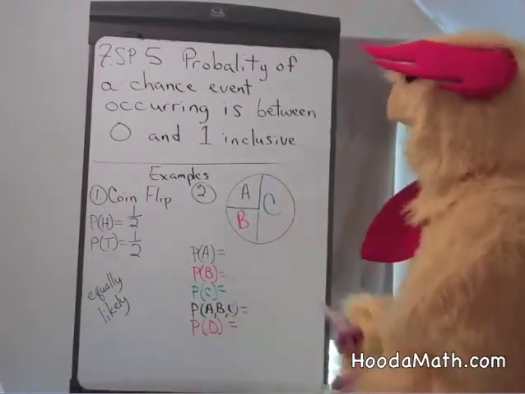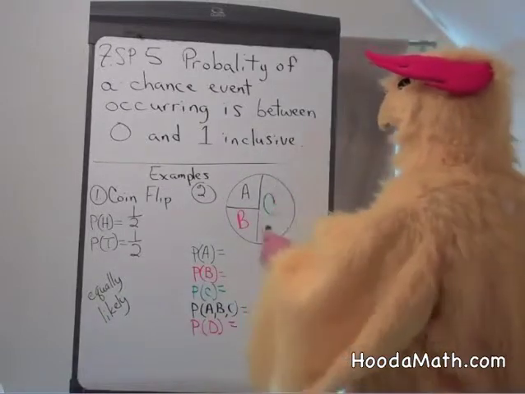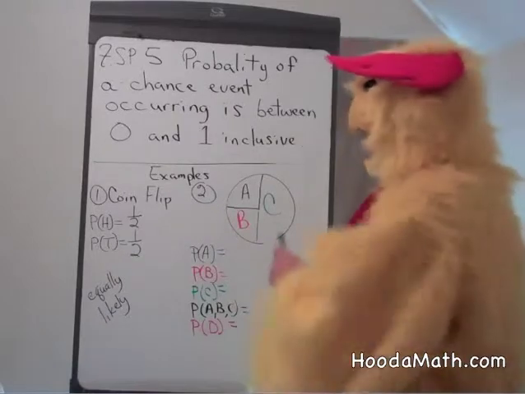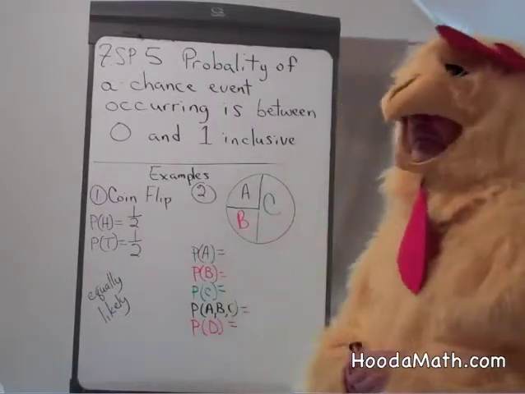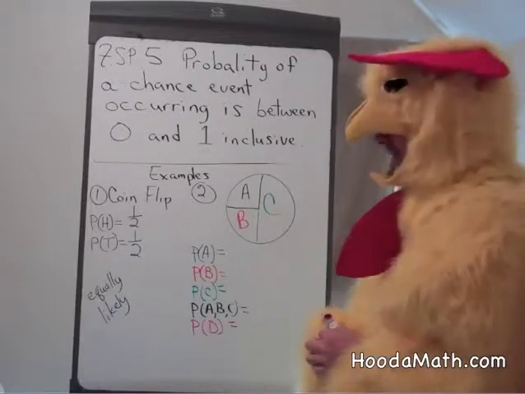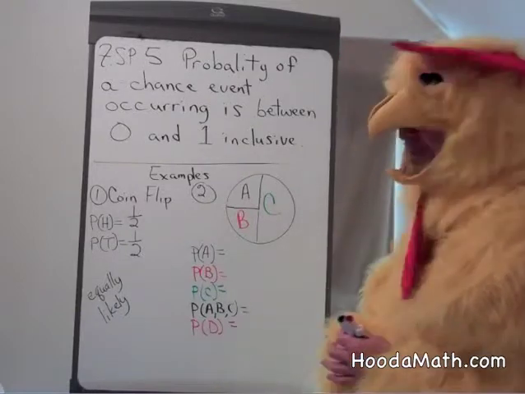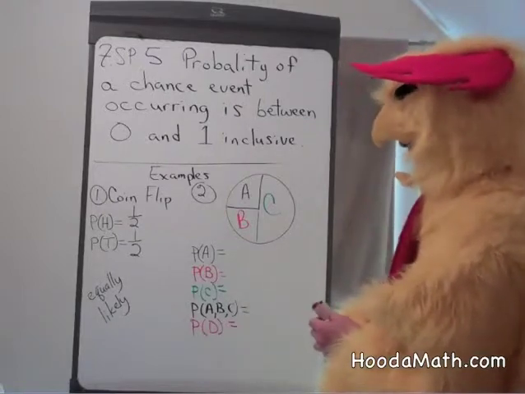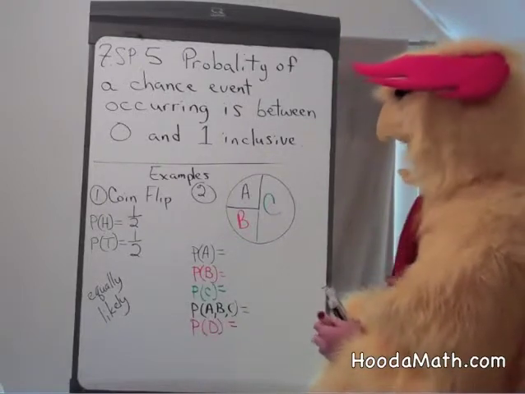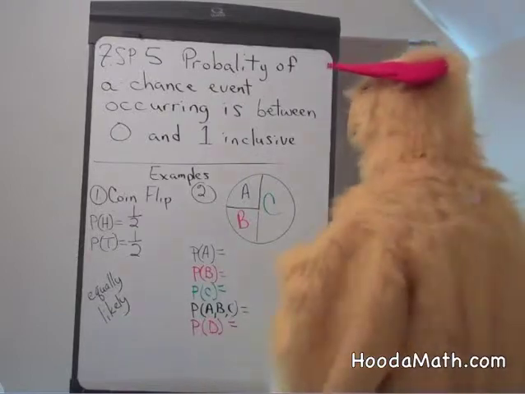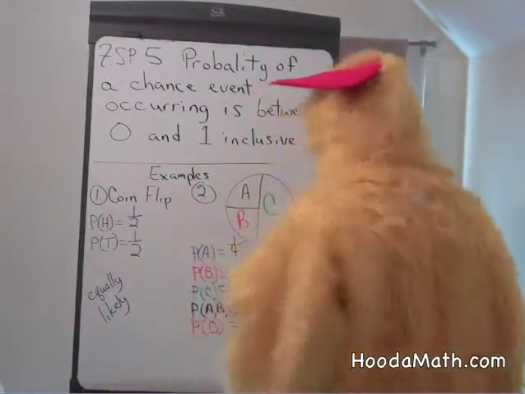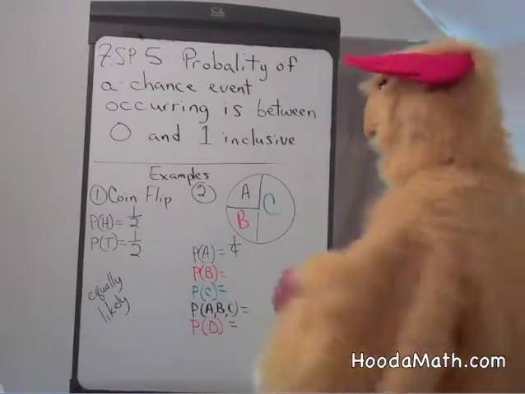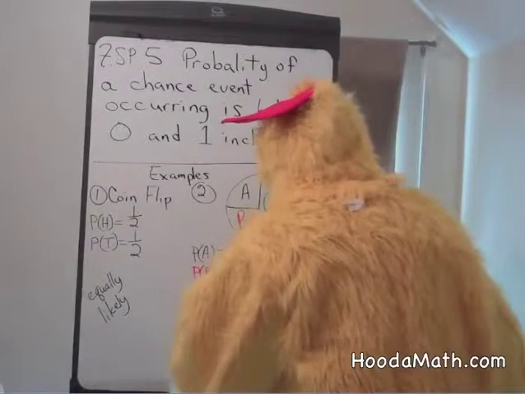Now let's look at this spinner. This is 50% of the space for C, 25% of the space for A, and 25% of the space for B. If you were to spin many times, how likely would it be that A would come up? You're right, because it's 25% of the time, it would be 1/4. B has the same area as A, so it would come up 1/4 of the time.